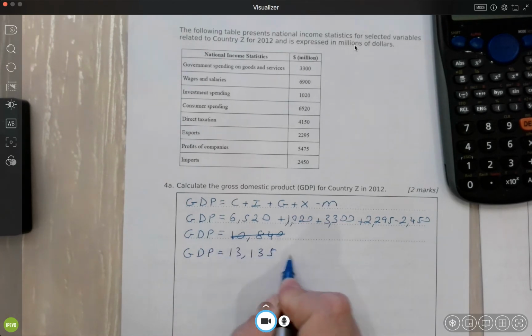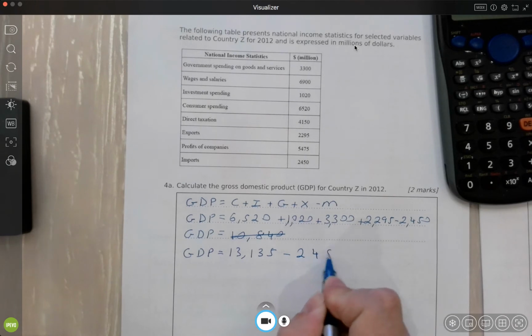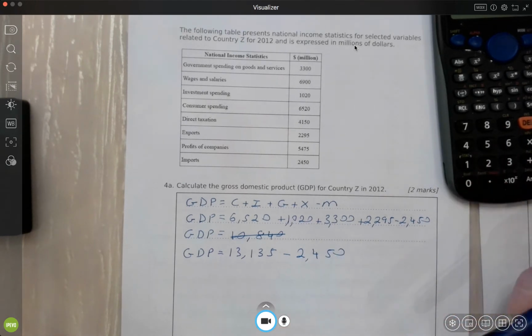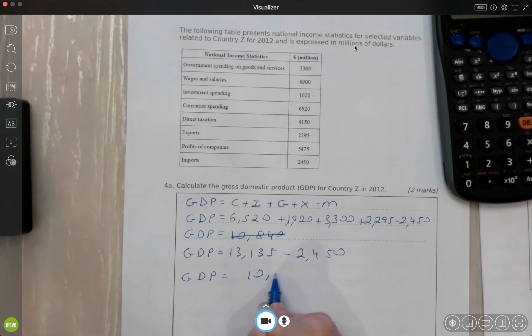So GDP equals 13135 minus 2450, and that equals 10685. GDP. Now again, I'm going to be annoying. 10685. Okay, am I done? No, I'm not done, because what I have to do is put in the currency, and supposedly this is millions now.